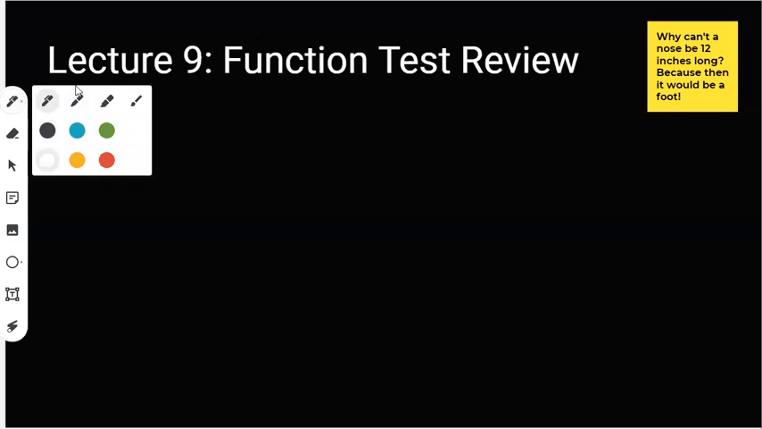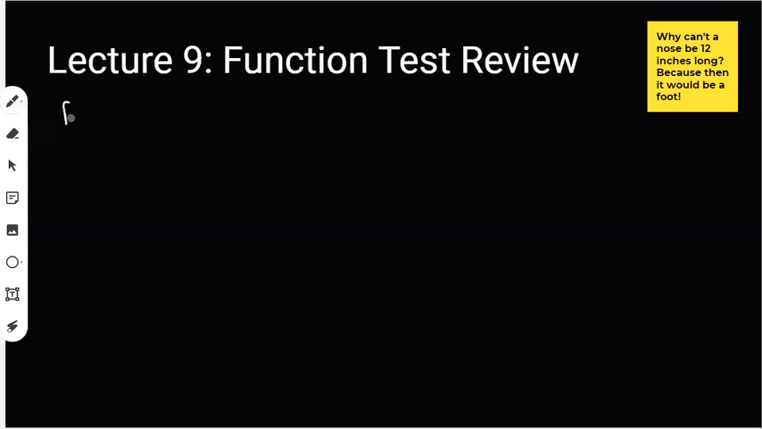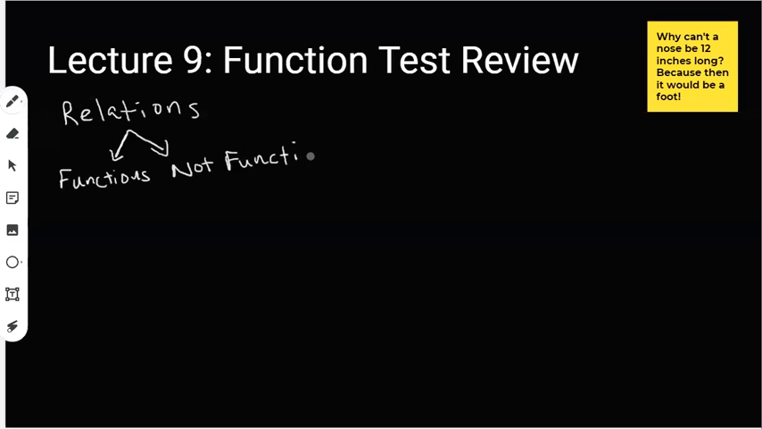Now, the first type of question that you're going to see on the test is whether or not something is a function. As you know, there are things called relations. We've talked about them before. There are two types of relations that you're going to see on the test: relations that are functions, and relations that are not functions. So let's talk about the difference between the two.